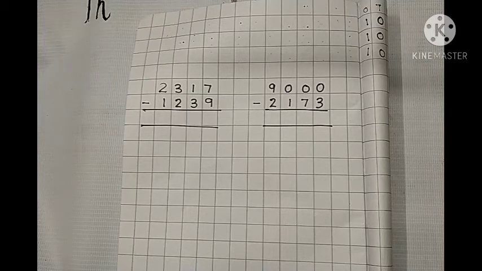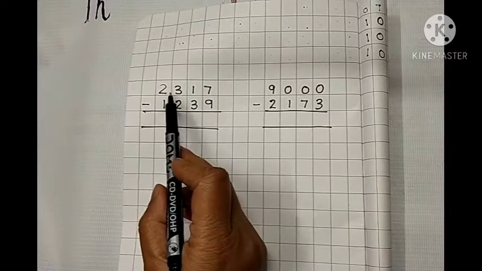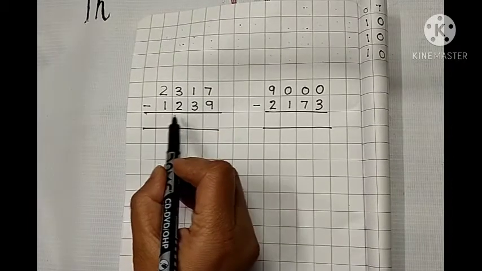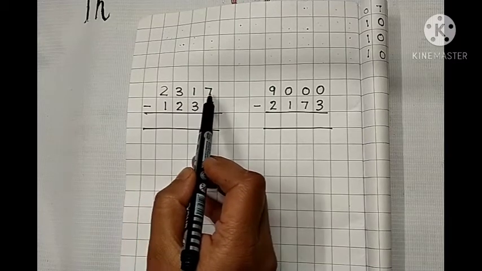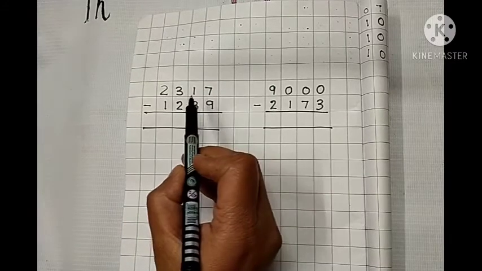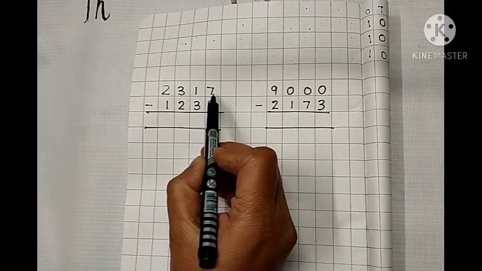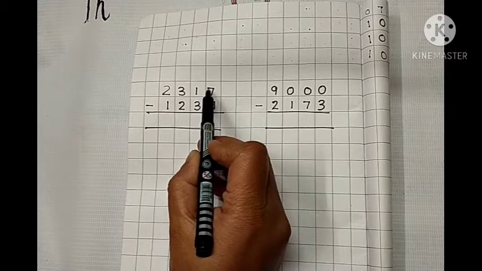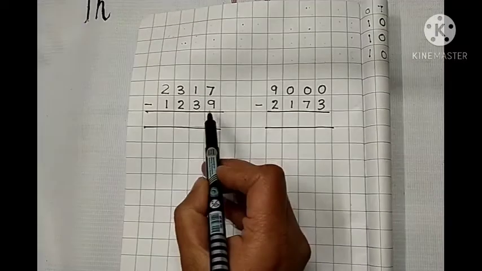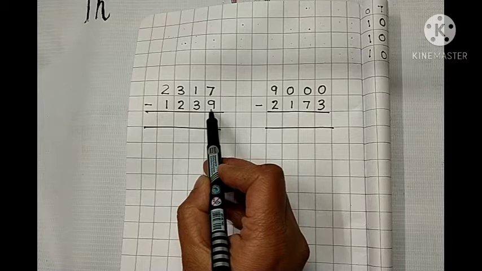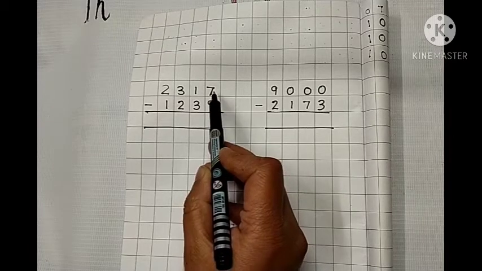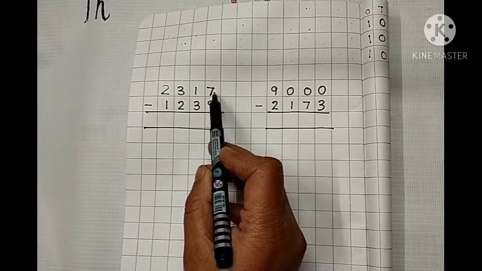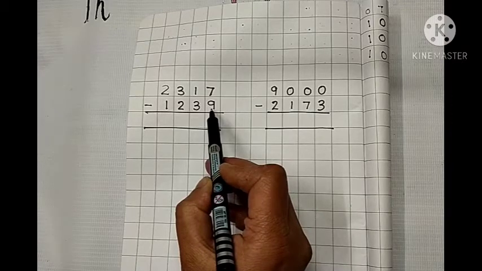How to take borrow to subtract. Now if we have to take out 1239 from the number 2317, what will we see? How many ones do we have? So firstly, how many ones do we have? 7. And we have to take out 9. We can't, because 9 is a bigger number and 7 is a smaller. We have 7 ones and we cannot take out 9 ones.